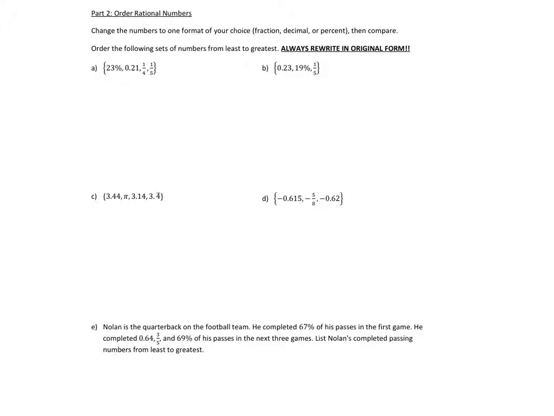Then compare them. The directions are: order the following sets of numbers from least to greatest, and caution, always rewrite the answer in the original form that the number was given. Otherwise, it will not be right.